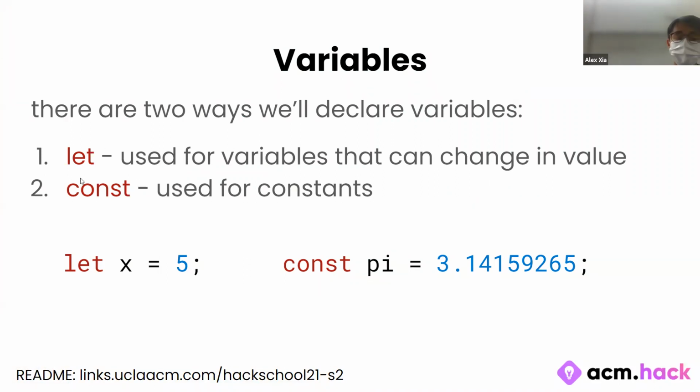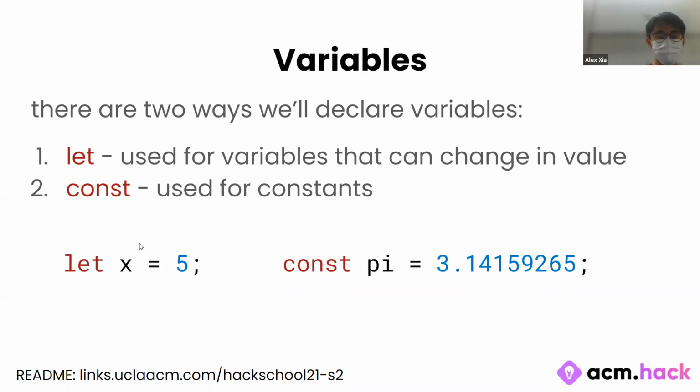The second way is to use the const keyword. This is used for constants, values that you don't want to change afterwards. So for example, here we define const pi equals this decimal, and we don't want it to change afterwards.